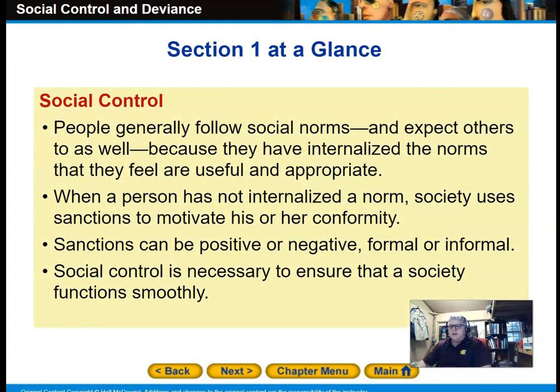So we're going to talk about social control, which is when people generally follow social norms and expect others to do so as well, because they have internalized the norms that they feel are useful and appropriate. When a person has not internalized a norm, society uses sanctions to motivate his or her conformity. Sanctions can be positive or negative, formal or informal. Social control is necessary to ensure that a society functions smoothly.